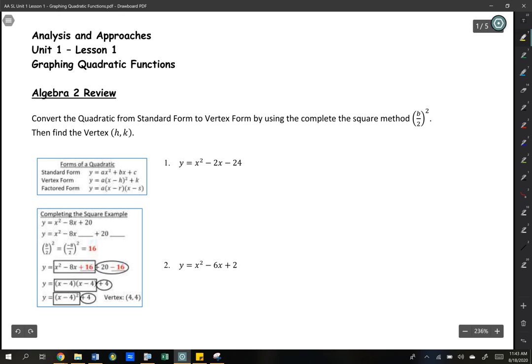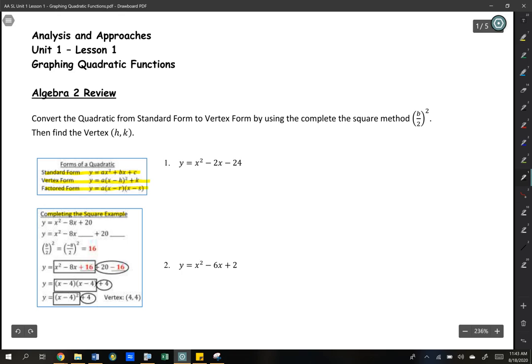We've got different forms of a quadratic: standard form, vertex form, factored form, all right? And then another skill that you'll need in this lesson is completing the square. So we're going to go over some of those things before we get into the actual main part of the lesson.